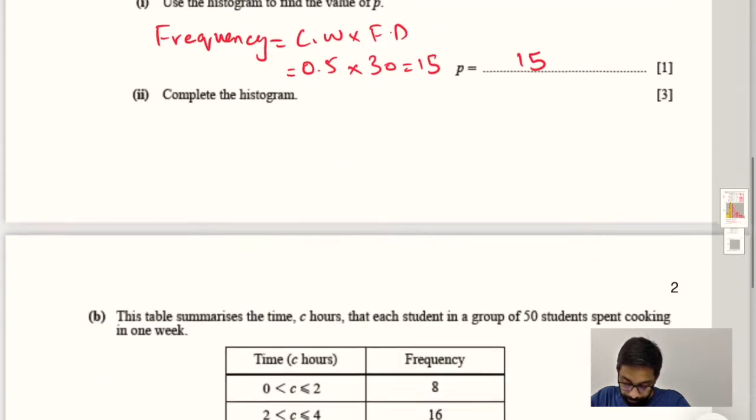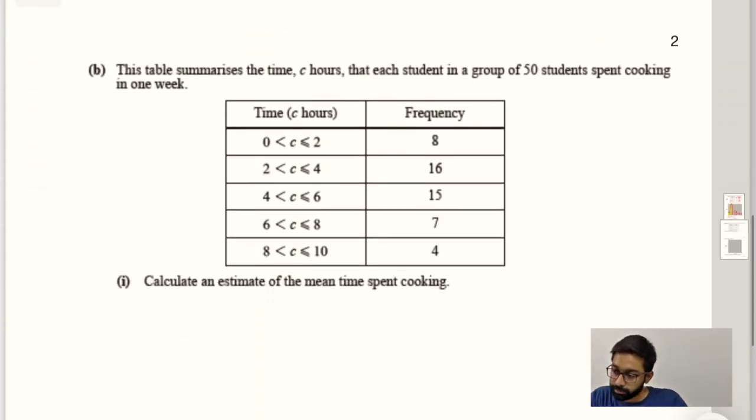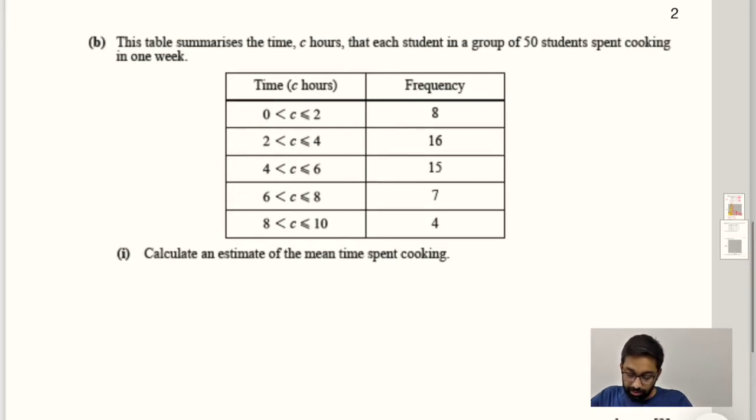Let's move on. The next part says, one second. The next part says, this table summarizes the time C hours that each student in a group of 50 students spent cooking in 1 week.